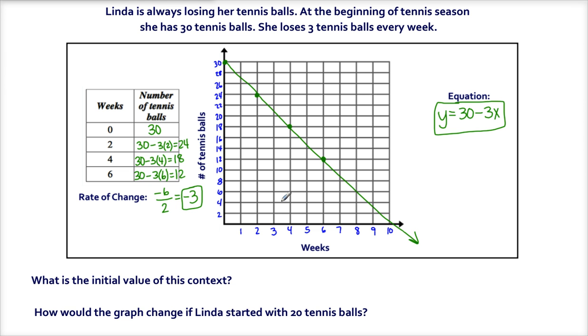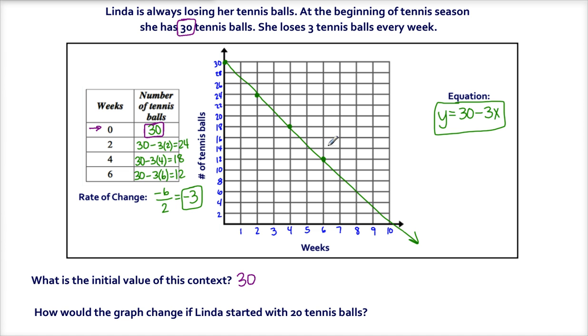Now we can find the initial value in each of these 4 representations. So let me show you where we can find it. Remember that initial value means it's my beginning point. In the context it says at the beginning of the tennis season she has 30 tennis balls. So right there is my beginning point. The initial value is 30. If I had the table to work with, I could find the initial value by seeing how many tennis balls I have at week 0, because week 0 is my starting point. So in week 0, I have 30 tennis balls.